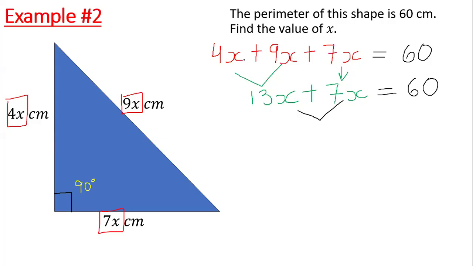So 13x plus 7x is gonna be 20x. Very good. So I have 20x is equal to 60.